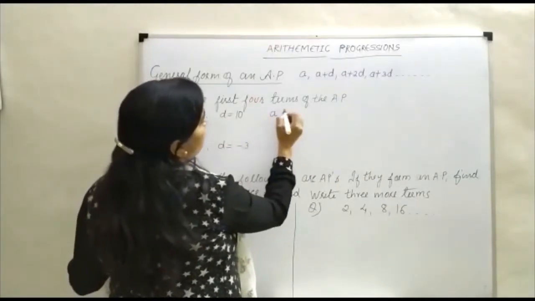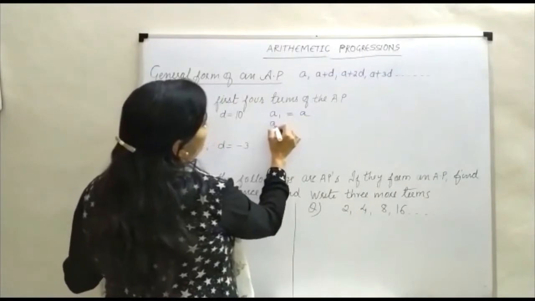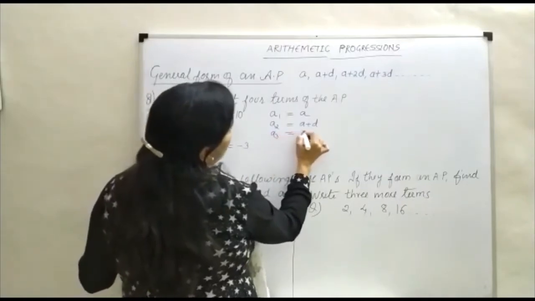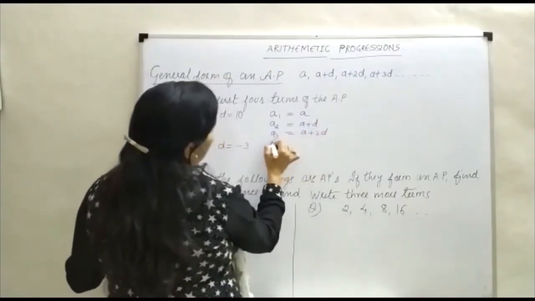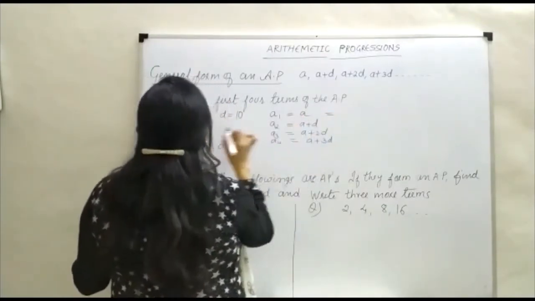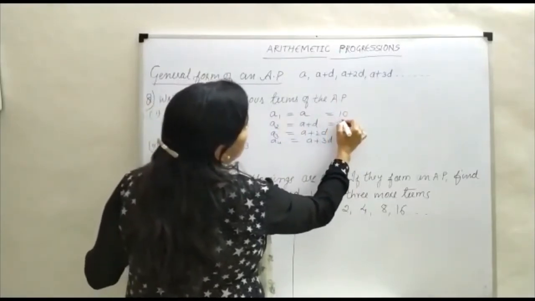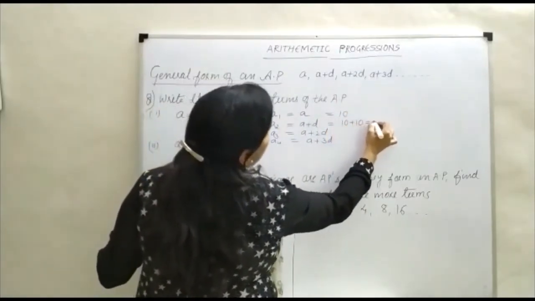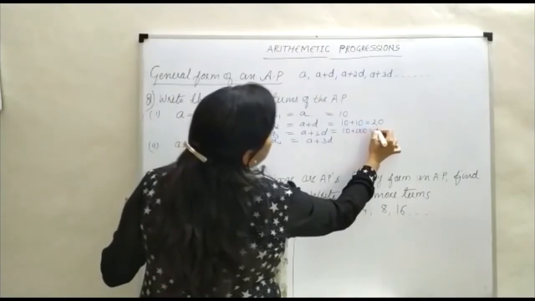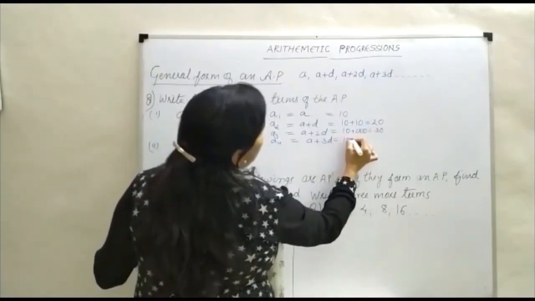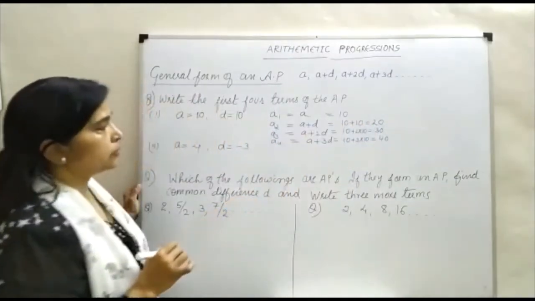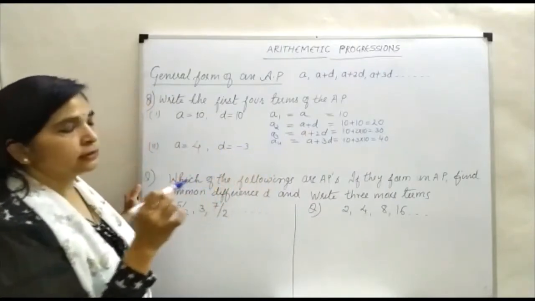So first of all you can write A1 is equal to A, your A2, that is the second term, will be A plus D, your third term will be equal to A plus 2D and your fourth term will be equal to A plus 3D. Just put in the values. The value of A is 10, so this becomes 10. The value of D is again 10, so here it is 20. Now this is 10 plus 2 into 10, that is 30. Again 10 plus 3 into 10 and that is 40. So the first 4 terms are 10, 20, 30, 40.